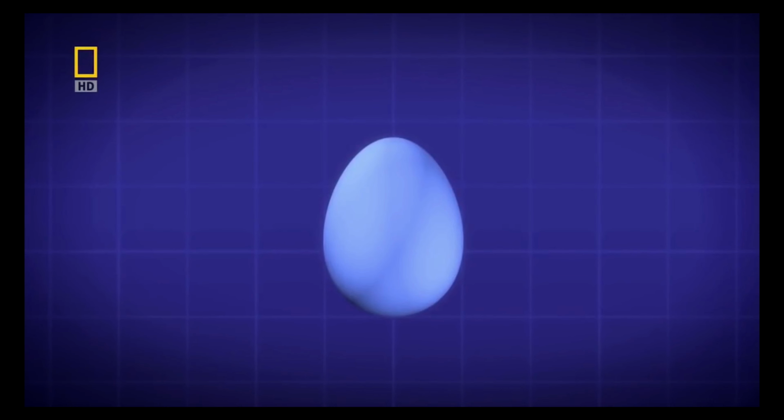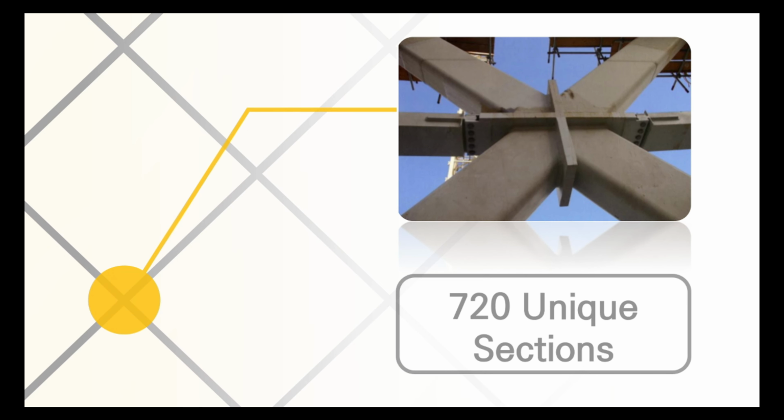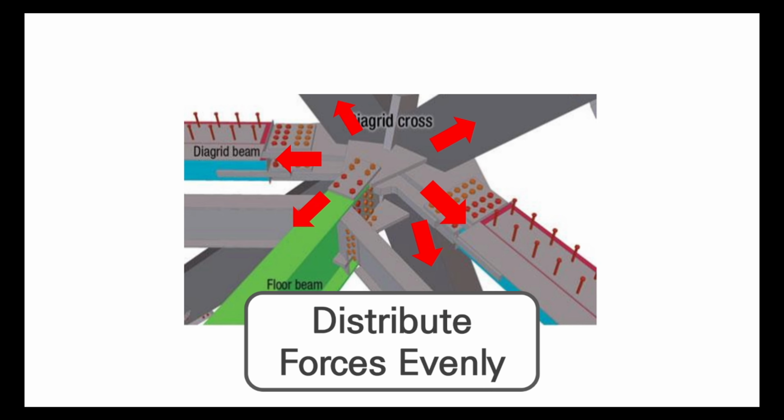Even with a very thin layer of eggshell, eggs can withstand huge loads because it evenly distributes forces down through its shell, which means the shell can be thin, allowing more space inside. Steel beams connect to a node or joint to form a cruciform. Sections of 720 uniquely shaped cruciforms are linked together to form the thin but immensely strong diagrid. These cruciforms work together to equally distribute the forces down the outside of the building.